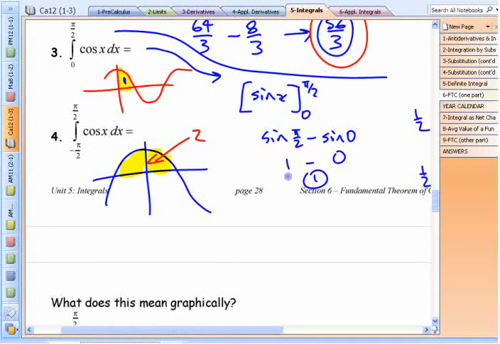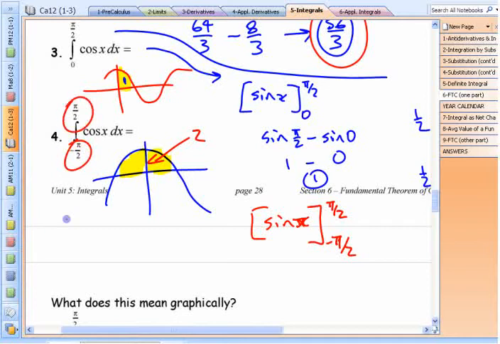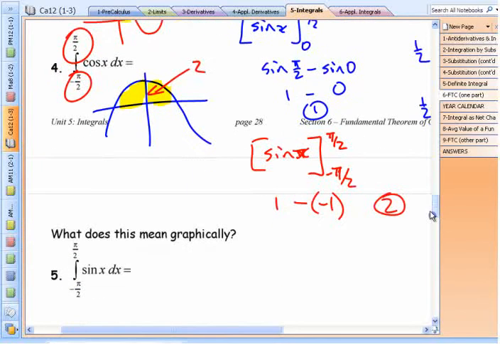If you do the same thing here, you do sine x evaluated between pi over 2 and negative pi over 2. Evaluate it between those two values. Here you get 1, sine of pi over 2, minus negative 1, which is 2. Sometimes people make mistakes on the grade 8 stuff, the sign errors and stuff like that. So make sure you're watching carefully.